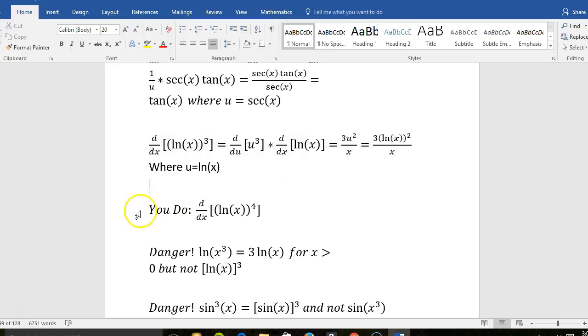Now, I'll leave it for you to do this one, where the 4 is here, okay? Now, let me just put a word of warning, danger. What if we had the ln of x cubed? The ln of x cubed is not the same thing as this guy up here. This is a very different thing. The ln of x cubed for a positive x is 3 ln x. But the ln of x cubed is not the cube of the ln. The ln of x cubed is actually 3 times ln x. Okay? Just watch out for that. This is an L, this is an N. Please watch out, okay?